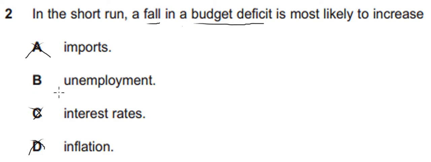Therefore, our answer must be B, because as it's a contractionary fiscal policy, that means our AD curve is shifting downwards, and the firms will have less money, people will be spending less money, and therefore there'll be less jobs available. So our answer is B.